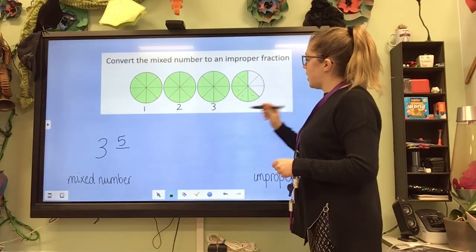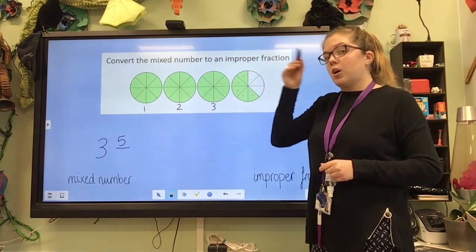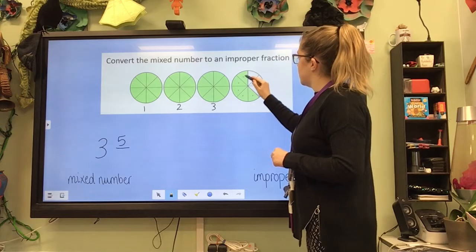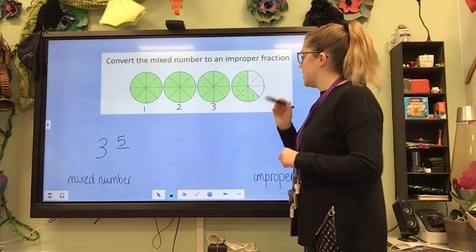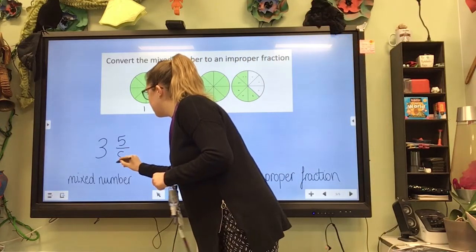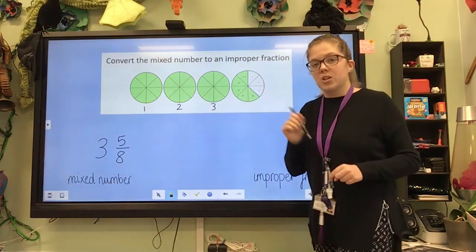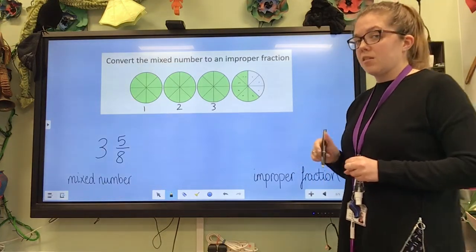And we need to now work out the denominator. Remember what the denominator is? It's the total number in one whole. So that was, and then we got 1, 2, 3, 4, 5, 6, 7, 8. So 3 wholes, 1, 2, 3, and 5/8 is my fraction left over. So that is my mixed number, 3 and 5/8.